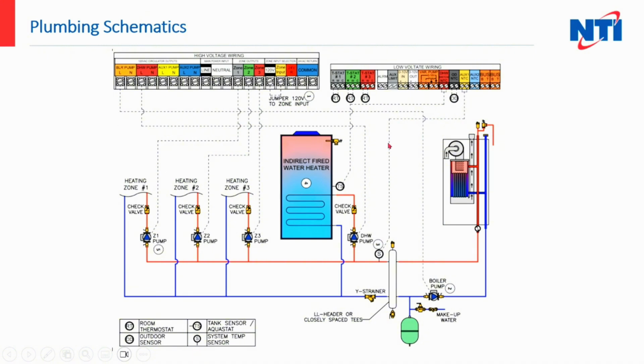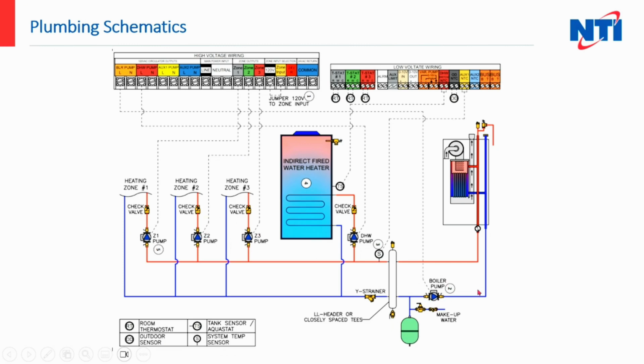In a zone circulator application, it's much the same thing. There are a couple of differences. One is your zone input, so this yellow connection and the 120 volt will be jumpered together. And what that means is that zones 1, 2, and 3 will be powered with 120 volts. So each of these pumps down here, zone 1, 2, and 3, will get 120 volts.